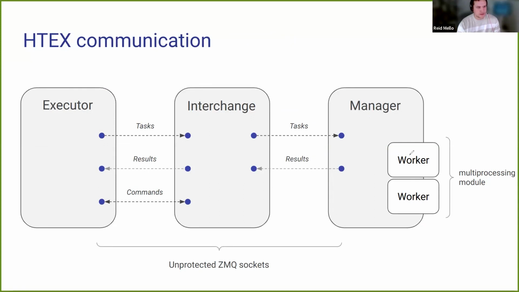The worker manager then will spawn workers, and for this we use the multiprocessing module. The interprocess communication uses multiprocessing queues, so we don't need to worry about encryption here. So really the relevant channels here are between the executor, interchange, and then the managers. And each one of these blue dots signifies a ZMQ socket, and I should say an unprotected ZMQ socket.